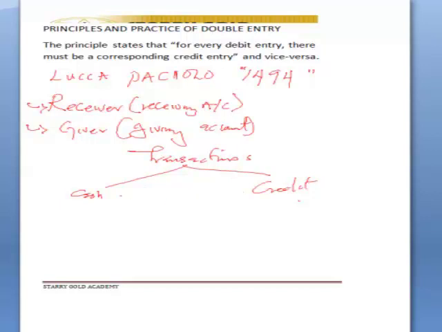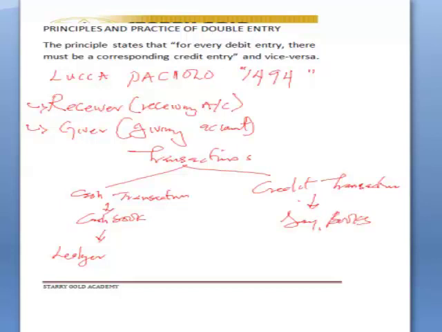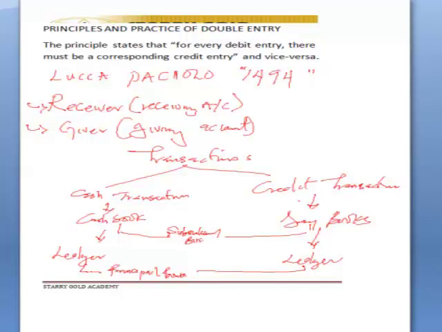Now, the cash transactions must pass through what we call the cash book, and the final destination is the ledger. And the credit transactions must pass through what we call day books, and the final destination is also the ledger. The ledger is known as the principal book of accounts. And your cash book and your day books, we know them as the subsidiary books of accounts. We will get there. Just take note of that.